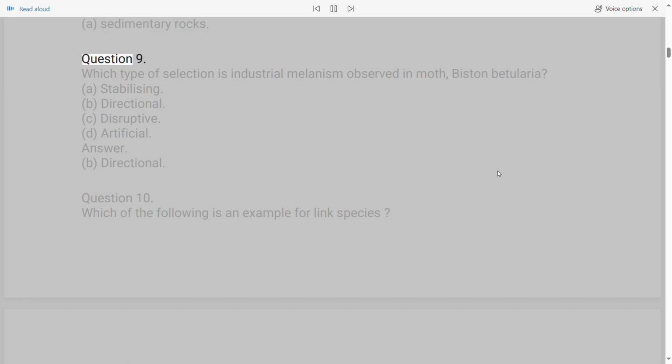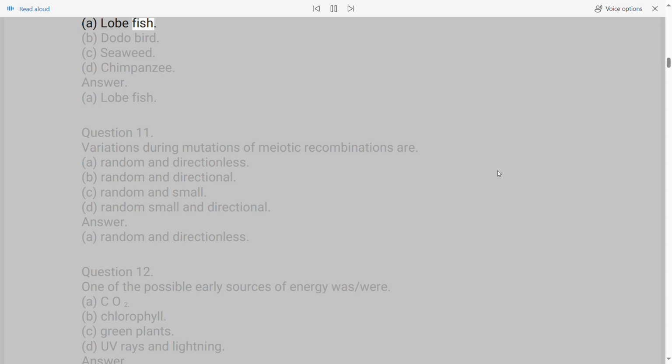Question 9. Which type of selection is industrial melanism observed in moth, Biston betularia? A. Stabilizing. B. Directional. C. Disruptive. D. Artificial. Answer. B. Directional. Question 10. Which of the following is an example of a living fossil? A. Lobe fish. B. Dodo bird. C. Seaweed. D. Chimpanzee. Answer. A. Lobe fish.